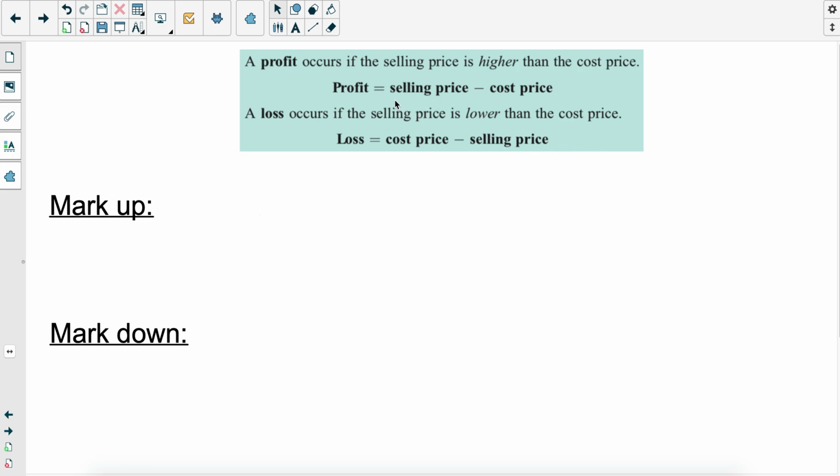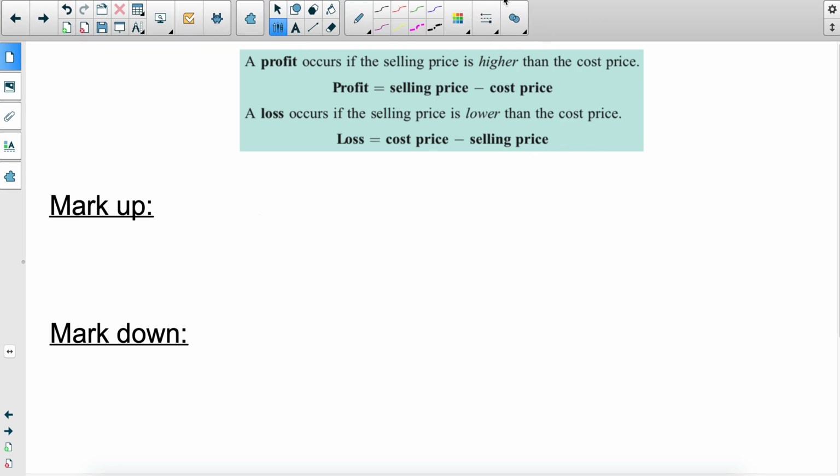Now, if we swapped these two positions, so we did selling price minus cost price, you'll get a negative answer. So in general, if I said that the selling price was $30, for example, and the cost price was $25, using the first formula, I can immediately tell that I'm going to get a profit of $5.